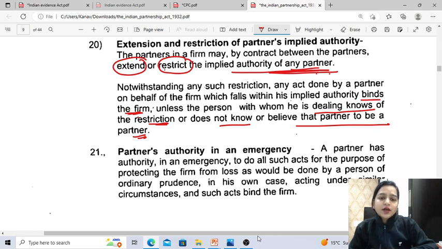Now, what is the partner's authority in an emergency? If there is any emergency, a partner has authority to do all such acts for the purpose of protecting the firm from loss that a person of ordinary prudence would have done in his own case. So this is the partner's authority in an emergency.